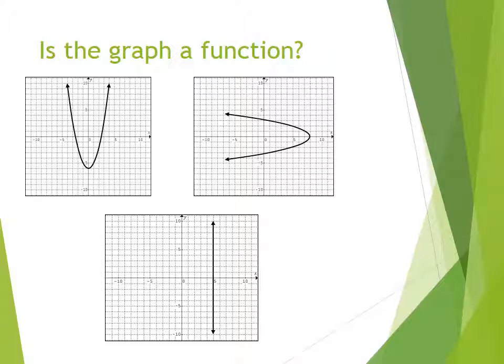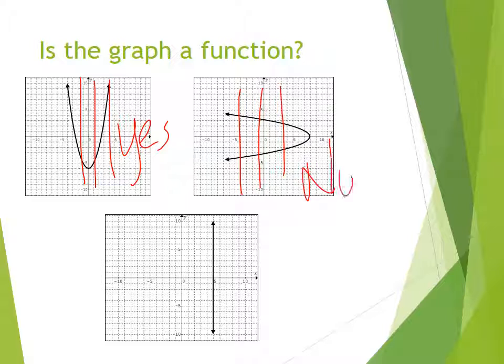On the following, this is passing the vertical line test, so yes. Not passing the vertical line test, that is no. And this one is a vertical line, many, many values there. So it's crossing through many times, infinite number of times, in fact. So that is not a function as well.